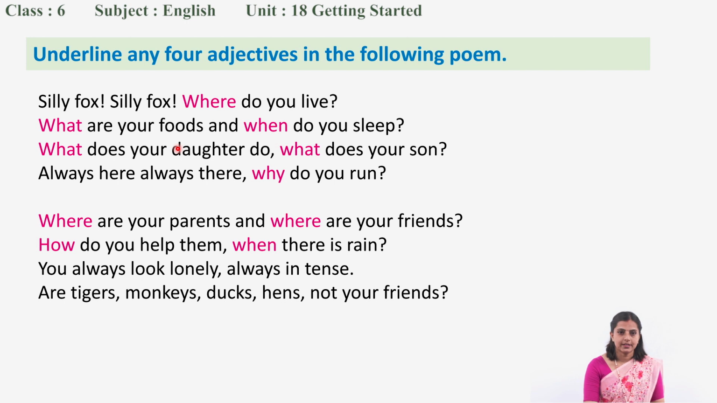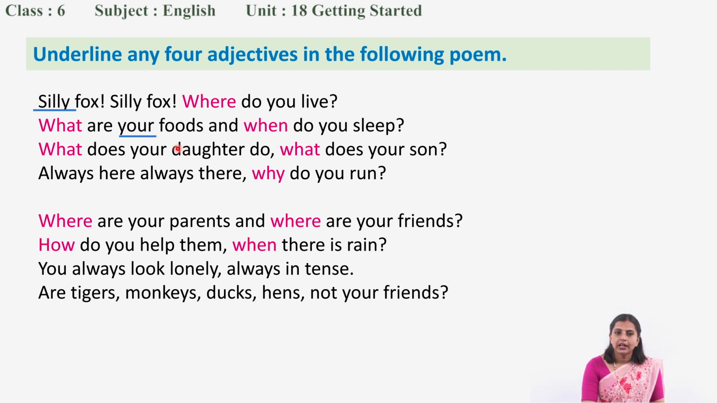Okay, so here it is. Tell me, is there any adjective in the first line? Yes, good. Silly. Yes, silly is an adjective. What about the second line? Is there any adjective? No? There is. Your. Your is a possessive adjective. Whose food? Your food. So there is. Your is also an adjective. In the third line also we have your only.